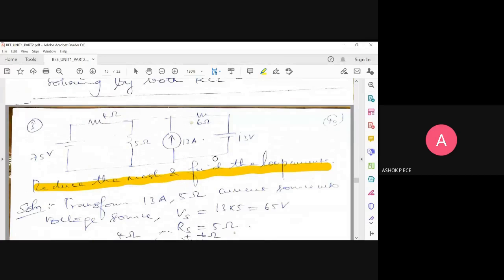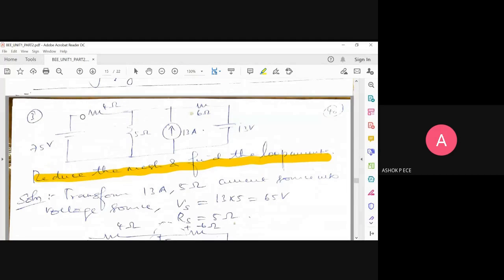So how can we reduce this mesh? See the diagram. The majority, you have two voltage sources and one current source. So majority is voltage source and minority is current source. And see if the current source has resistance. If that is the case, then convert this current source into a voltage source. That is going to eliminate one loop for me.